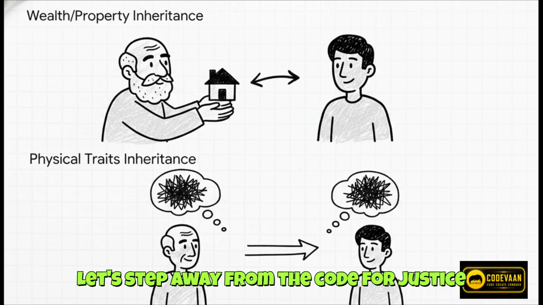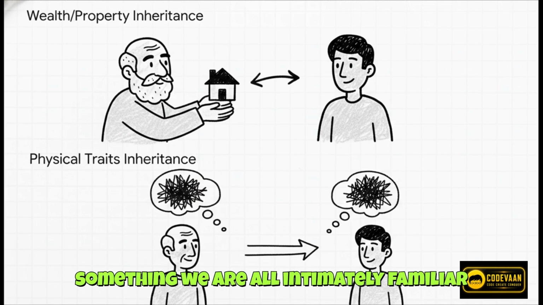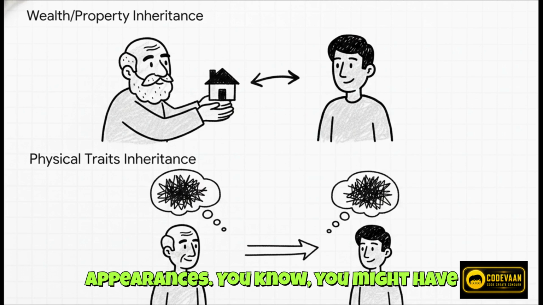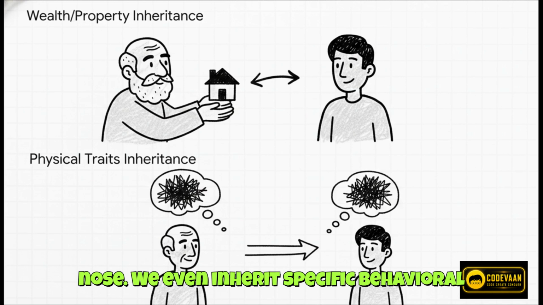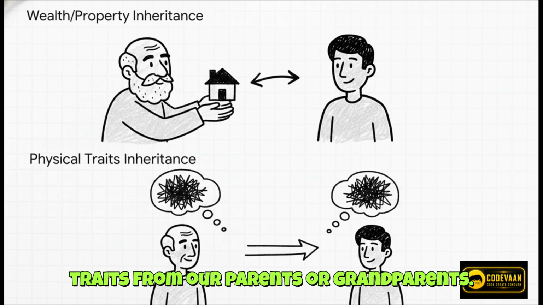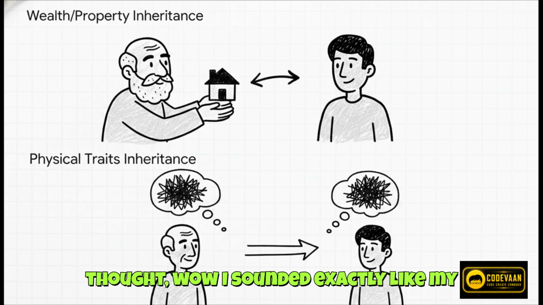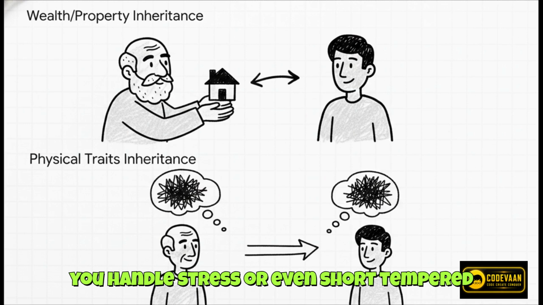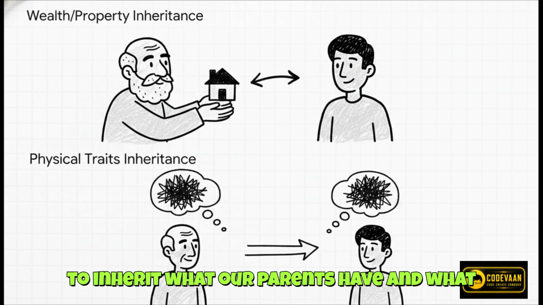Let's step away from the code for just a second. In reality, inheritance is something we are all intimately familiar with, right? We inherit physical properties and wealth, like maybe a family business. We inherit physical appearances. You might have your mother's eyes or your father's nose. We even inherit specific behavioral traits from our parents or grandparents. Have you ever reacted to a situation and thought, wow, I sounded exactly like my dad just then? Maybe it's a specific way you handle stress, or even short-tempered anger issues. It's literally in our genes to inherit what our parents have and what they do.